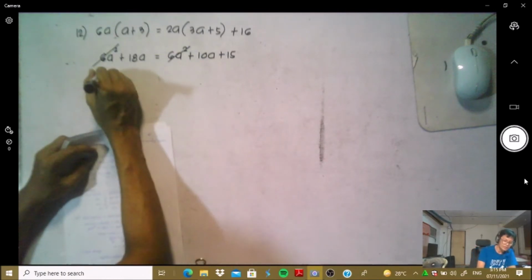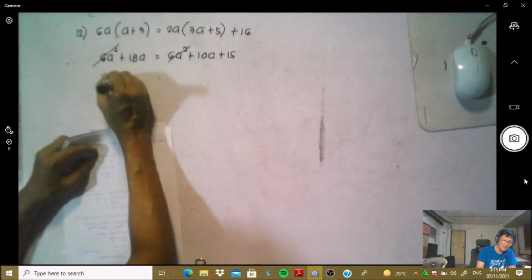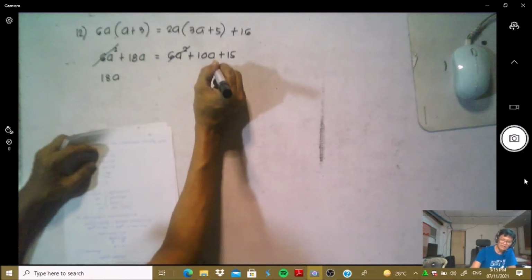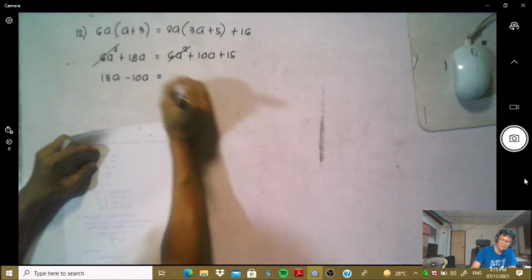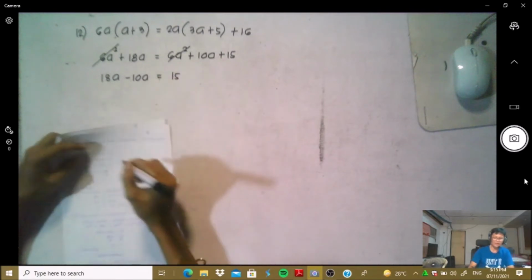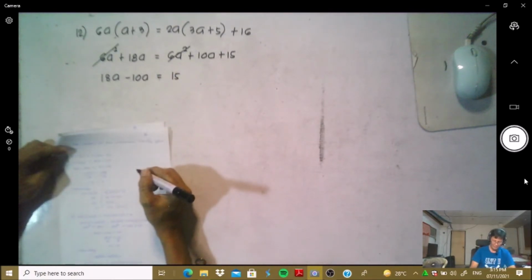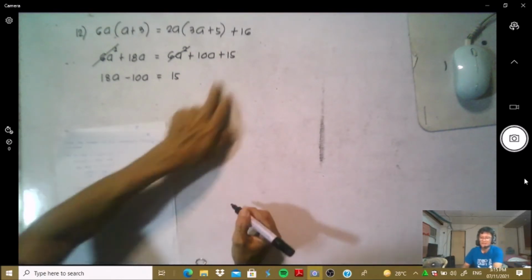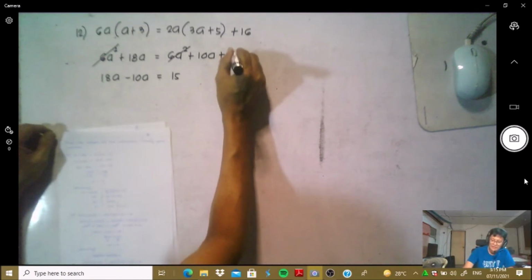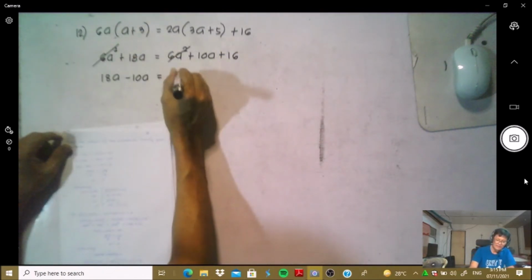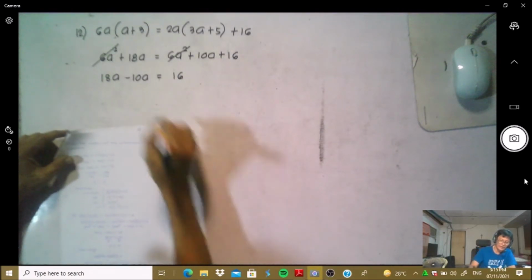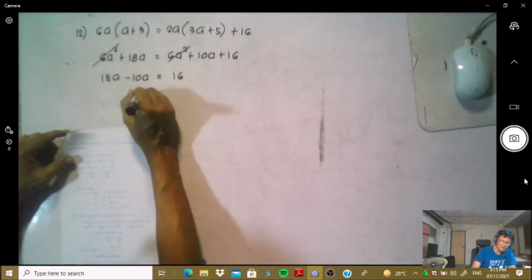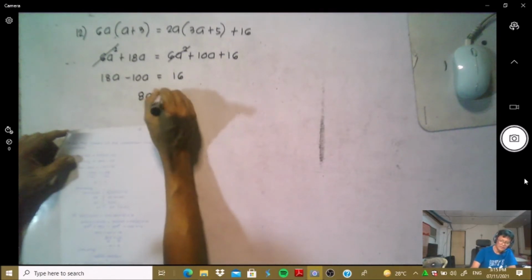But we need to transpose the other one. So 18a, so transpose positive 10a on the left side, this becomes negative, minus 10a. And it will be equal to positive 15. Sorry, this is not 15, but this is 16. Okay, sorry, this is 16. So we have 18a minus 10a is equal to 16, and therefore we have 18 minus 10 is 8. We have 8a, which will be equal to 16.